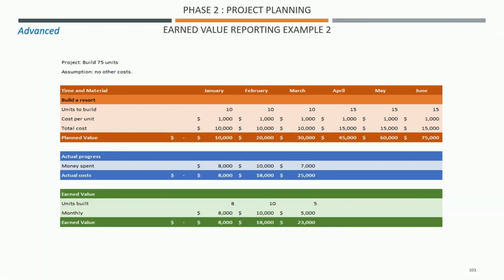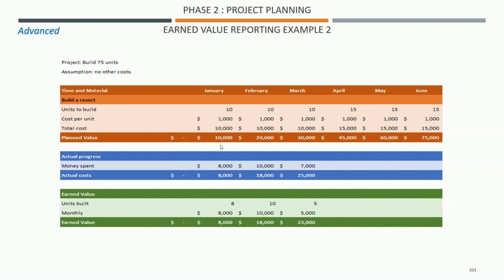Let's say we have a project to build 75 units, without going into more detail. It's a very simple project. You just need 75 units of something built. So it's time and material. You were told it costs 1,000 to build 1 unit. So this is where you will be doing your budget.